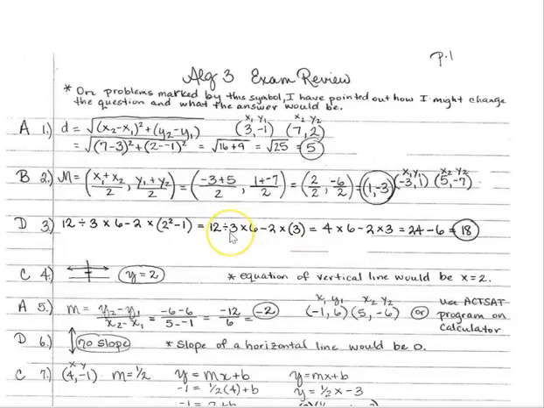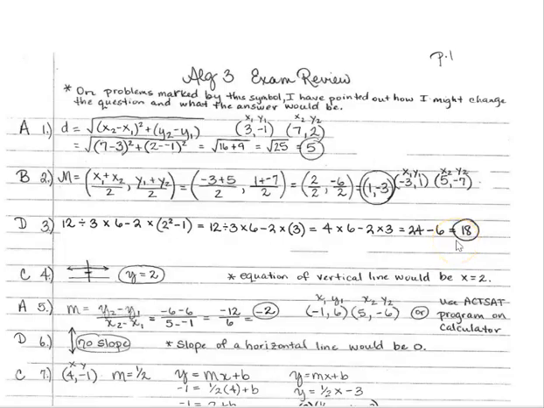So 12 divided by 3 is going to be 4 times 6 minus 2 times 3. And then 4 times 6 is going to be 24. And remember that you have to do the multiplication 2 times 3 before you do the subtraction right here. So we would have 24 minus 6, and then 24 minus 6 would be 18.